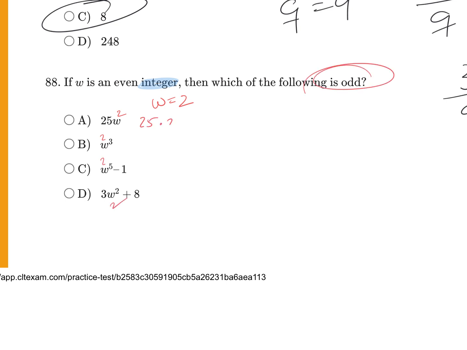Okay, 25 times 2 is 50. That's even. Any number that ends in 0 is even. 2 to the third power is 2 times 2 times 2. That's 8. That's also even.